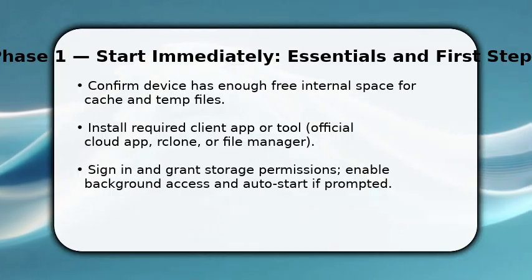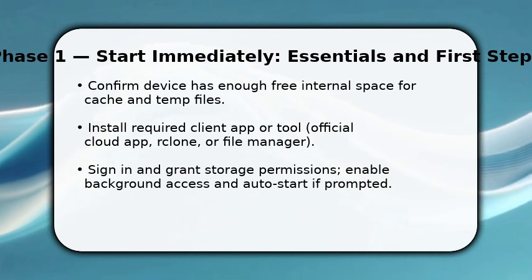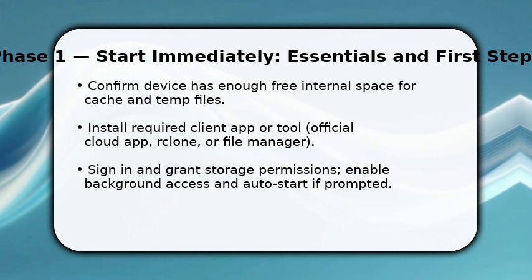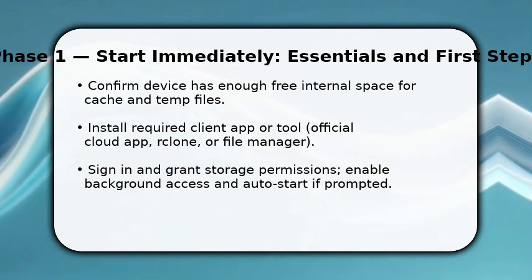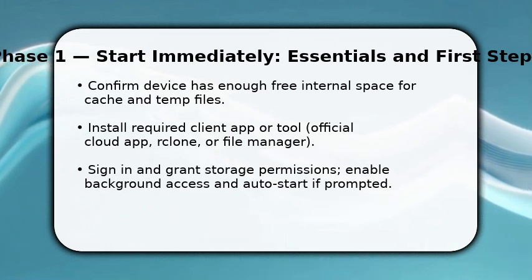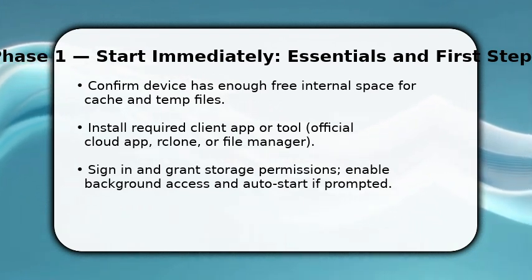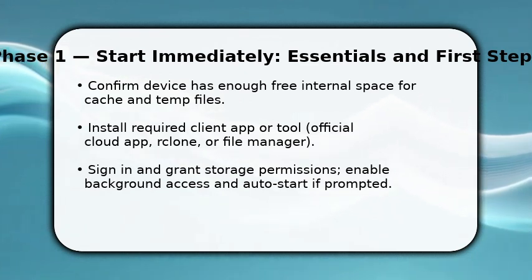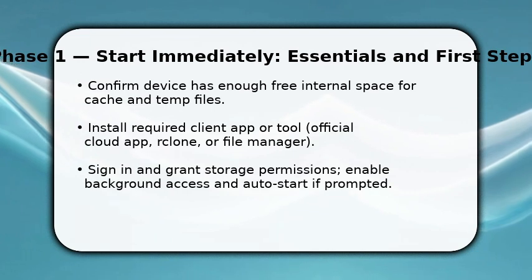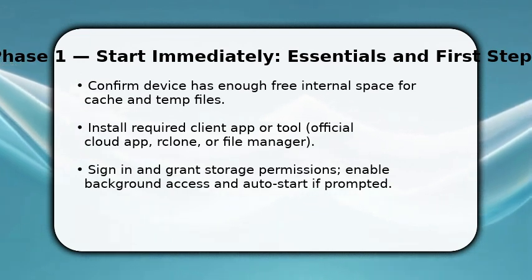You start by preparing your device and authenticating with the cloud service. Sign into the official app or a trusted sync tool and grant storage and background permissions so the system can read and write. Make sure you have free internal space for temporary files and a cache. This prevents sync failures. Once done, verify account access and confirm that the app can list files. This step ensures you will be able to map cloud data into internal storage reliably.